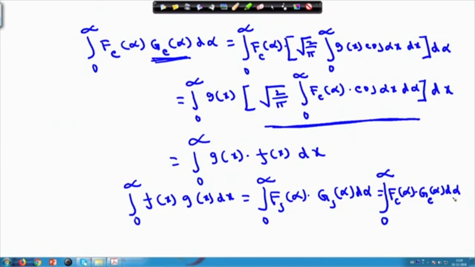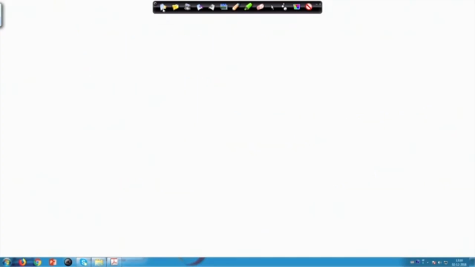So, please note that 0 to infinity f(x) g(x) dx equals 0 to infinity F_s of alpha into G_s of alpha d alpha equals 0 to infinity capital F_c of alpha into G_c of alpha d alpha. The proof of this part I am leaving to you, because in the same fashion you can do it on your own.